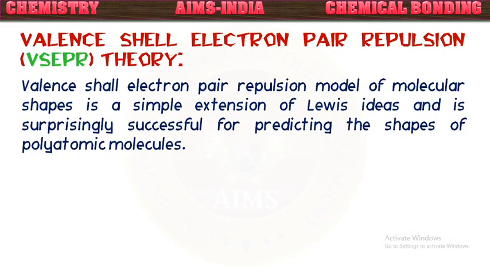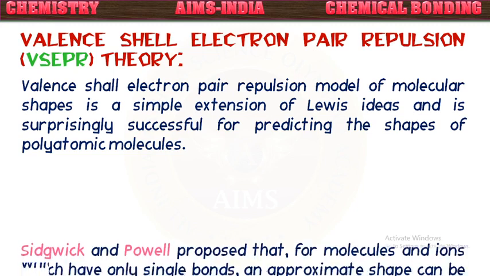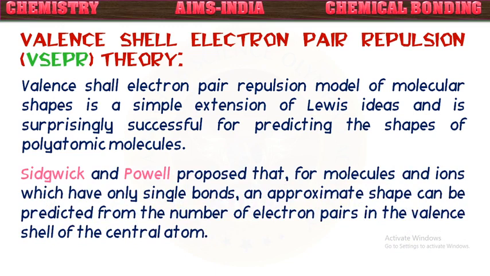The valence shell electron pair repulsion model of molecular shapes is a simple extension of Lewis' ideas and is surprisingly successful for predicting the shapes of polyatomic molecules. Sidgwick and Powell proposed that for molecules and ions which have only single bonds, an approximate shape can be predicted from the number of electron pairs in the valence shell of the central atom.